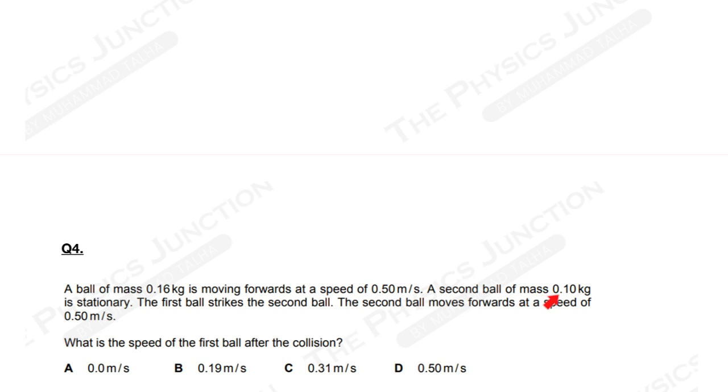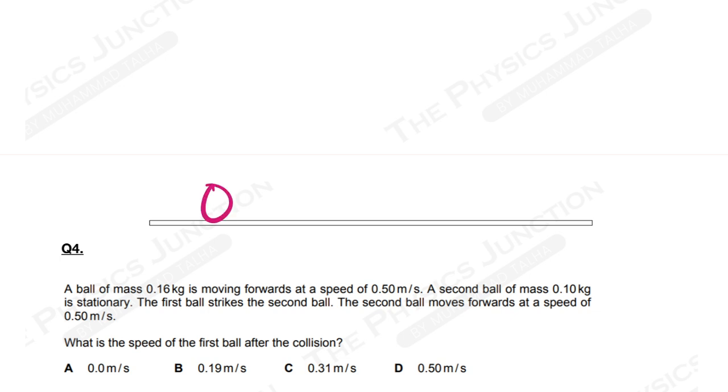Question number 4. A ball of mass 0.16 kg is moving forwards at a speed of 0.5 meters per second. A second ball of mass 0.1 kg is stationary. The first ball strikes the second ball, which moves forward at a speed of 0.5. What is the speed of the first ball after collision? Now again, if you feel like this is a lot to unpack, just make a small diagram to make your life easier. That's what I'm going to do.